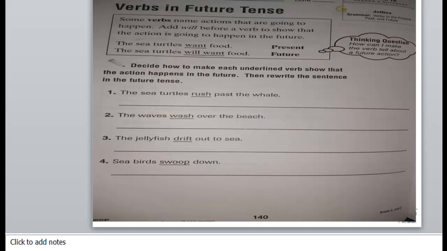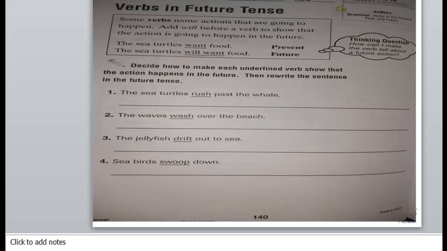Okay, so number 1, the sea turtles rush past the whale. So, where is the action verb? Yeah, the word rush. Good, guys. It's already underlined. Okay, so what we gonna make it? In which tense? We're gonna make it in the future tense. Okay, how we gonna make it in the future tense? What we gonna add before the action verb? Oh, yes, good, guys. We're gonna add the word will. Bravo. Okay, so will rush past the whale. So the sea turtles will rush past the whale. Bravo. Good, guys.